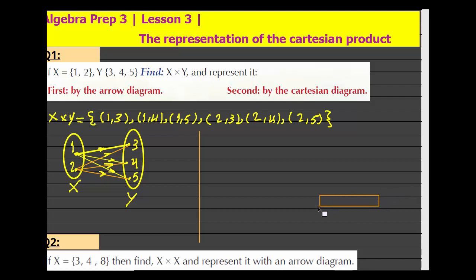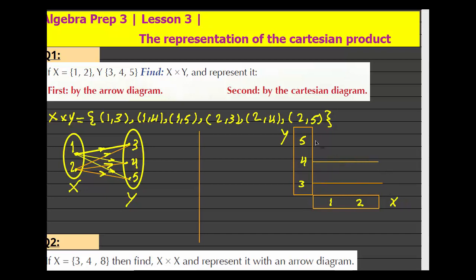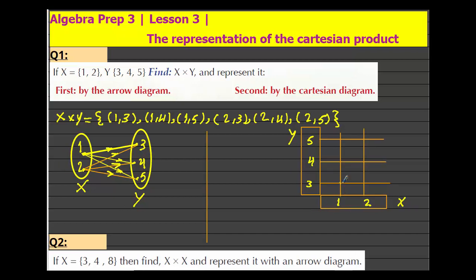We write the elements of x here and the elements of y in these two rectangles. Here we have x and y. What are the elements of x? 1, 2. The elements of y: 3, 4, 5, and we draw a net. (1,3), (1,4), (1,5), (2,3), (2,4), (2,5).